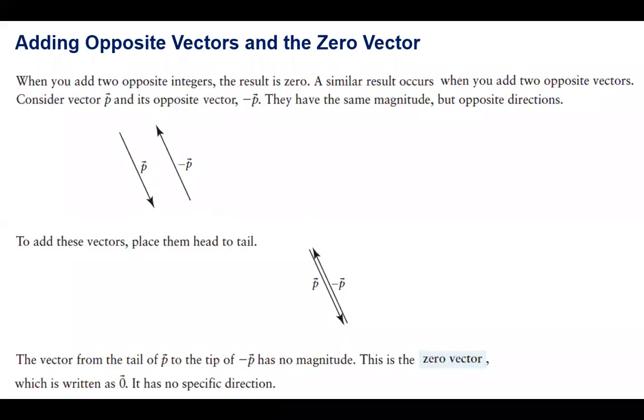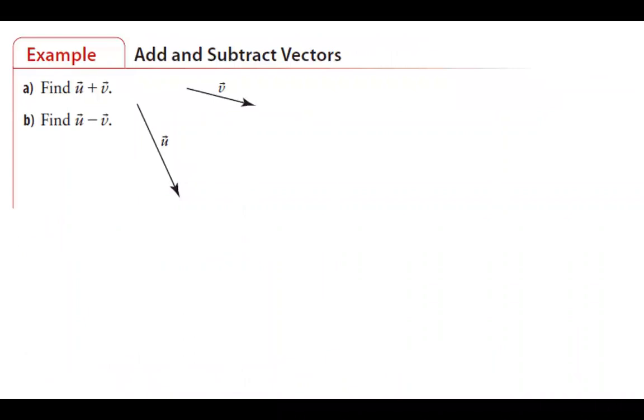All right, then let's consider an example question. We are given two vectors, u and v. Can you find u plus v? And then find u minus v. Okay, I'll give you 5 minutes to think about this question by yourself.